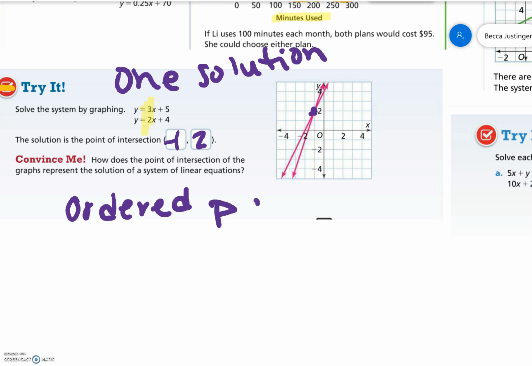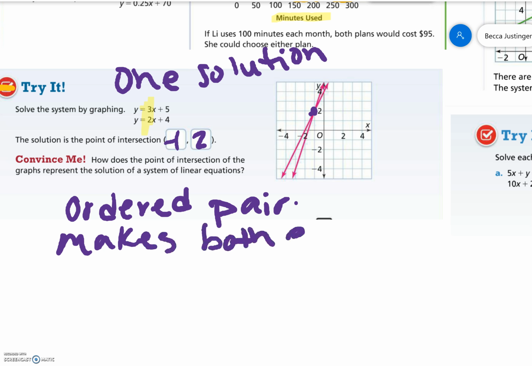The ordered pair makes both equations true. And what that means is if I were to rewrite the equations, y equals 3x plus 5, but instead of putting in y and x, I put in the ordered pair, it would be a true statement.